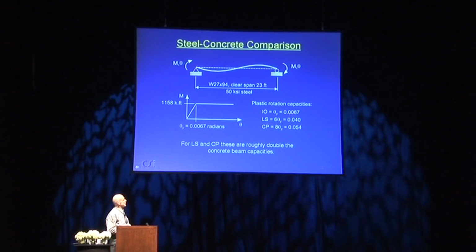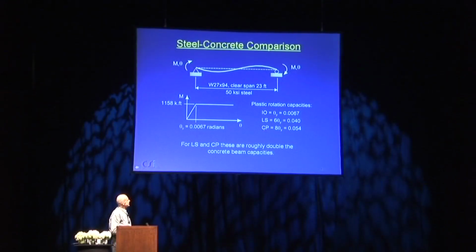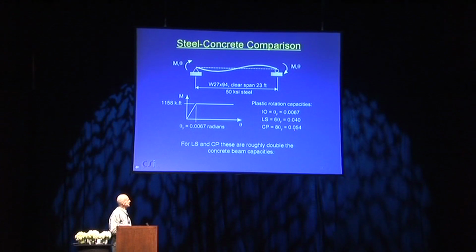The concrete one is 0.01, so rather a little unusual. ASCE 41 allows for the IO case, rather larger hinge rotation for concrete than steel. For life safety and collapse prevention, there would be 0.40 and 0.54. These are roughly double the values for reinforced concrete.